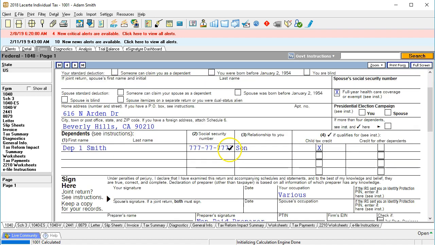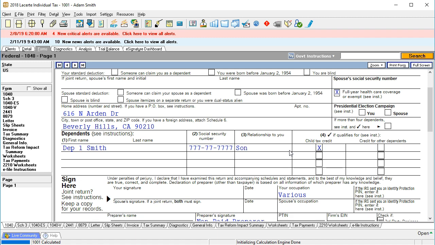And then, of course, we're going to say that there is a dependent. We have a dependent, which we're just labeling dependent 1, last name Smith. And that's going to be the son, and that's going to give us the child tax credit qualification. We'll talk more about this component, what is a qualifying child and how to enter that information, or what would qualify as a qualifying child for the child tax credit.